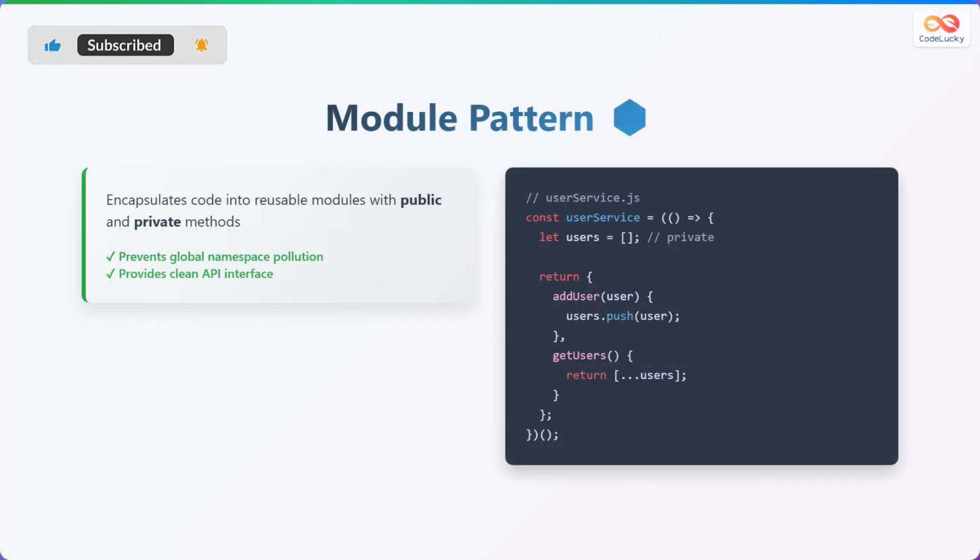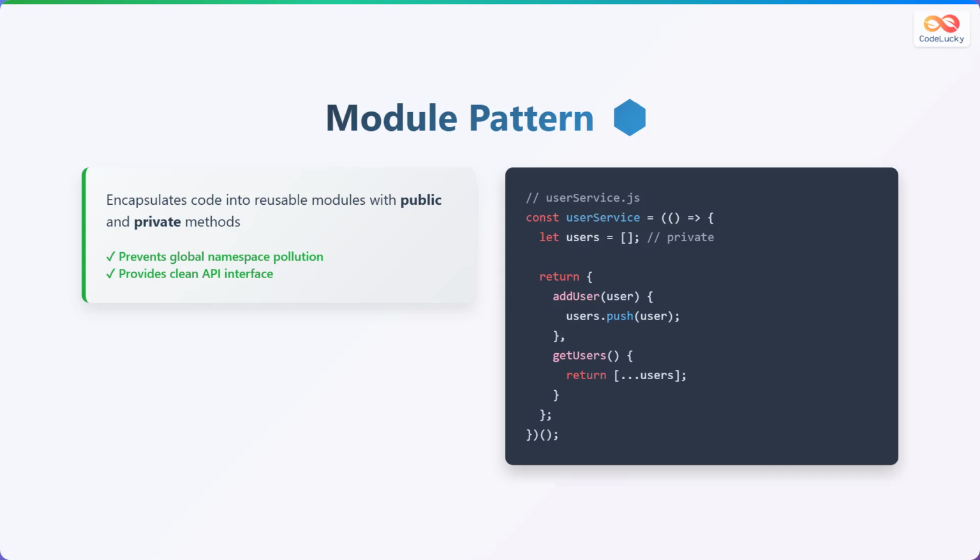The module pattern encapsulates code into reusable modules with public and private methods. This helps prevent global namespace pollution and provides a clean API interface. Here's an example of the module pattern in JavaScript.